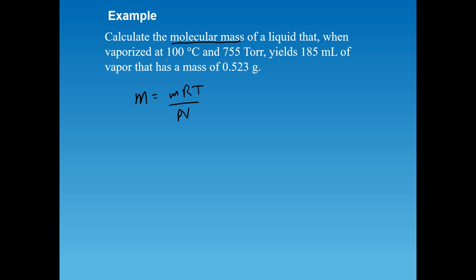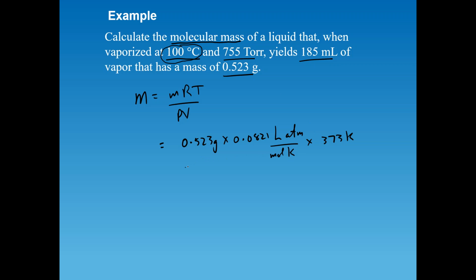The question gave us the temperature in Celsius, the pressure in torr, the volume in milliliters, and the mass in grams, all right? So basically, we need to plug the numbers in, starting with the mass, which is 0.523 grams, times R, which is always going to be 0.0821 liters atmospheres over mole Kelvin, times the temperature. What's the temperature? 100 degrees, but we have to convert that to Kelvin. So that means we have to add 273 to this, and that will give us 373 Kelvin.